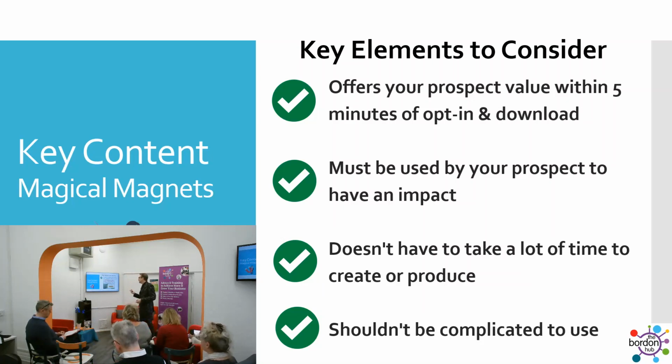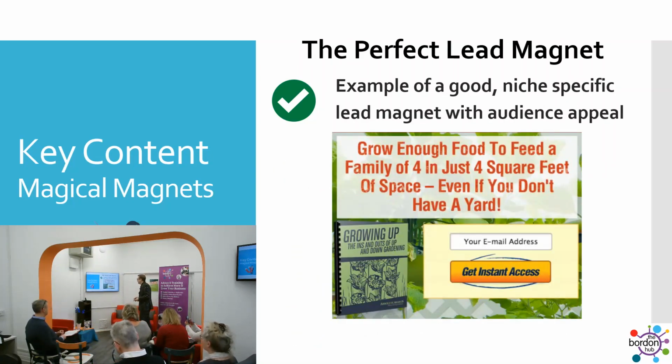So here's a perfect example of a good lead magnet. This was on a self-sufficiency website, so a self-sustaining kind of lifestyle. Now, they obviously know who their niche is, because this talks to a specific niche. Grow enough food to feed a family of 4 in just 4 square feet of space, even if you don't have a yard. So they know that there are two things here that are applicable.